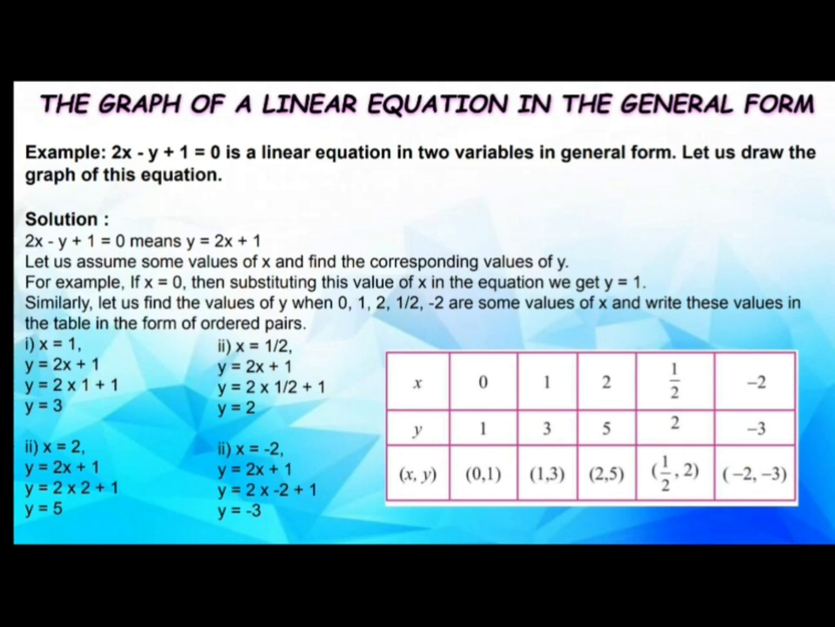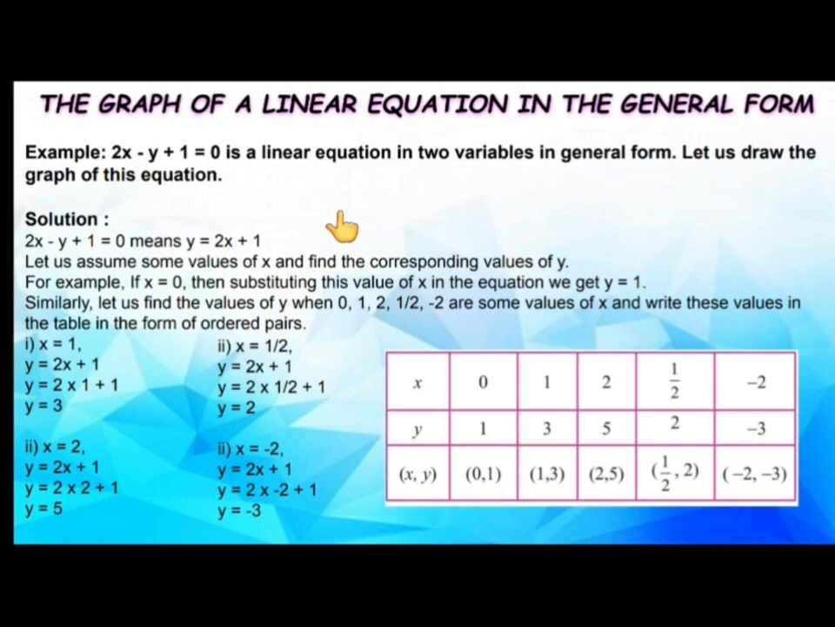So we are required to draw a graph of this given equation. Let us understand how we go about it. The equation 2x minus y plus 1 equals 0 means y equals 2x plus 1. So if we take everything to the right hand side, it becomes y equals 2x plus 1, right? Let us assume some values of x and find the corresponding values of y. Now you all know, in order to plot any point or any line on a graph, we need to know its x and y coordinates.